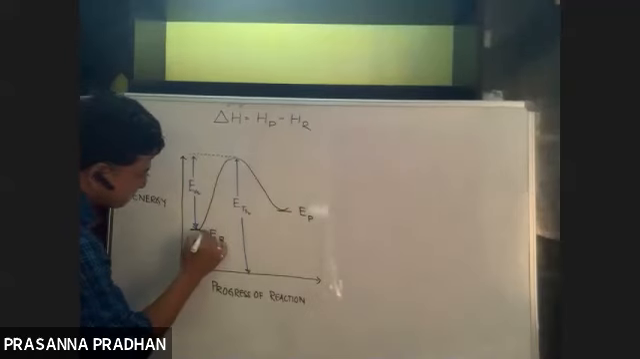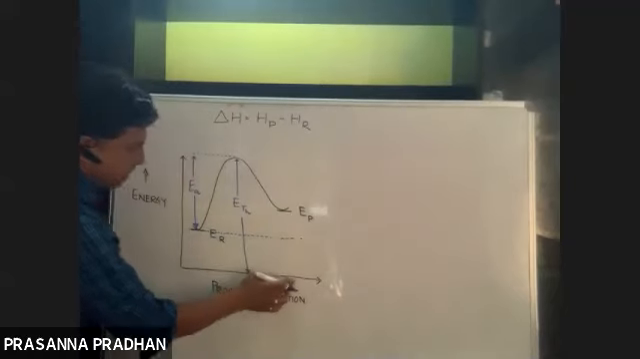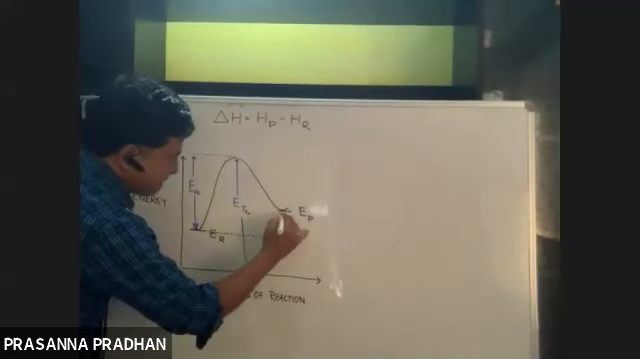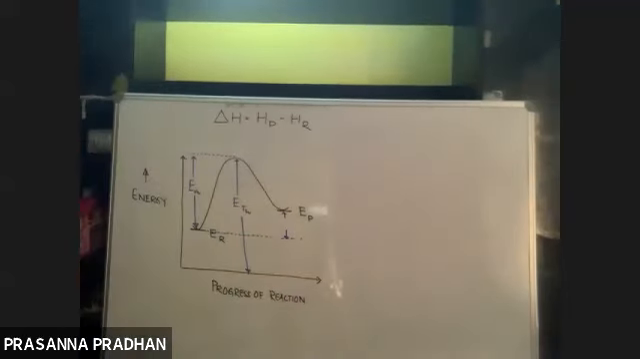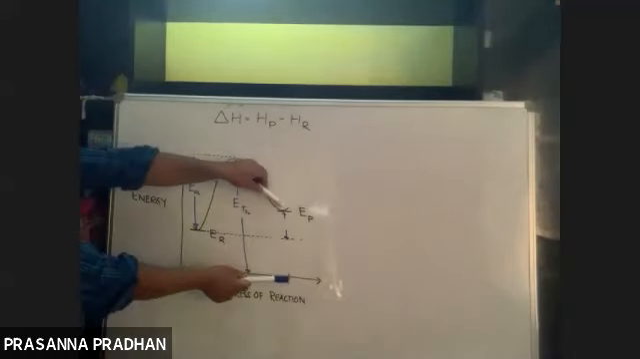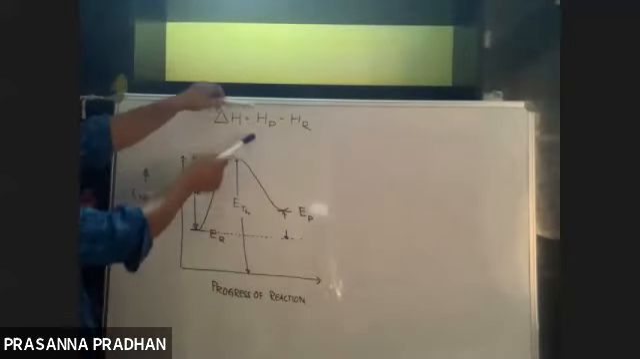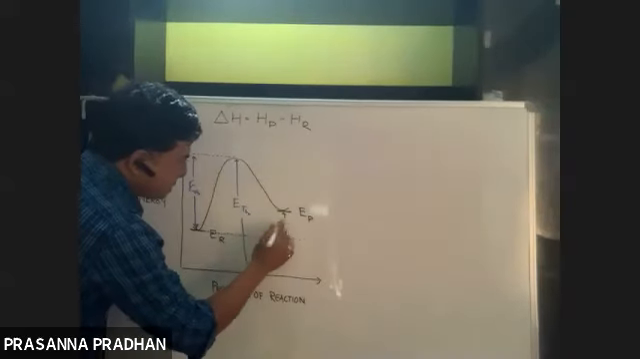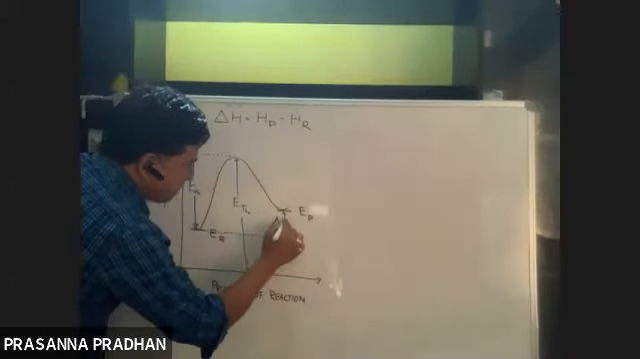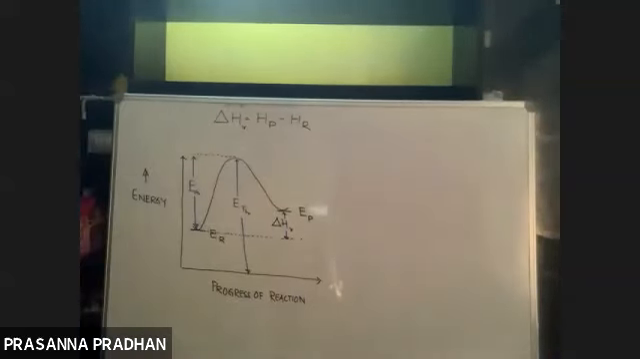Okay. And here, this is the energy of reactant, this is the energy of product. So what is this difference equal to? Energy of product minus energy of reactant. This difference is equal to delta H, or sometimes we write delta HR, the enthalpy of reaction, like this.